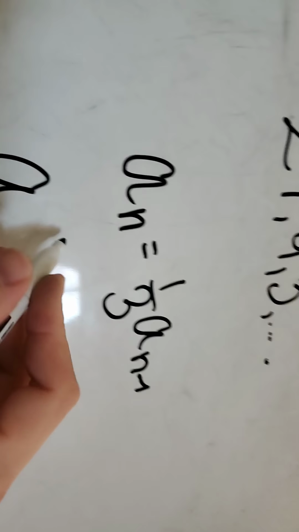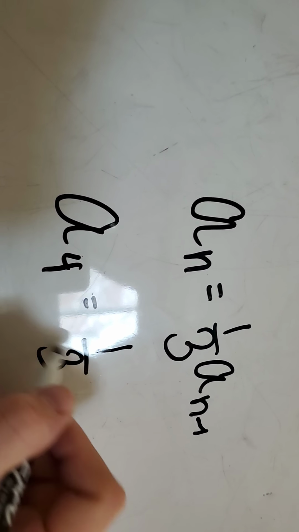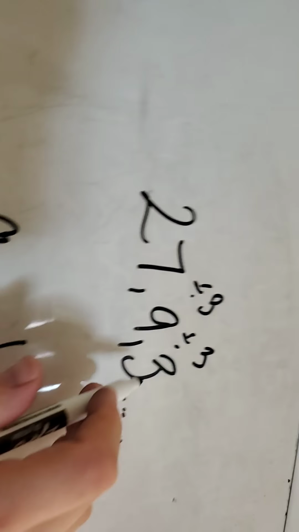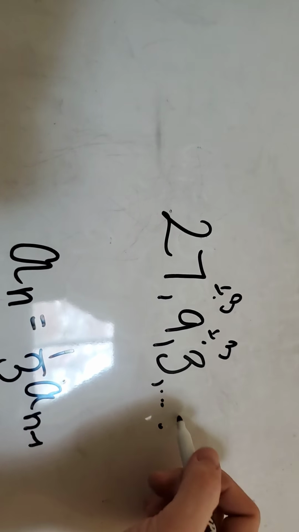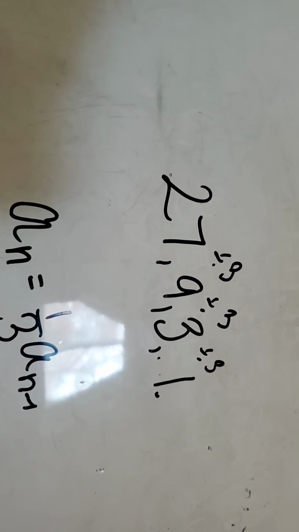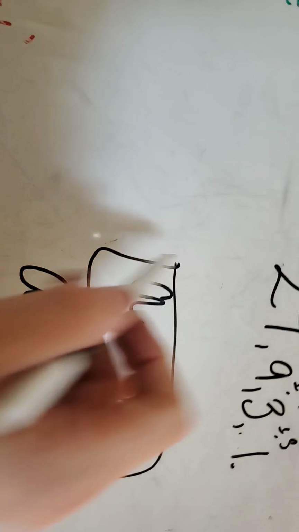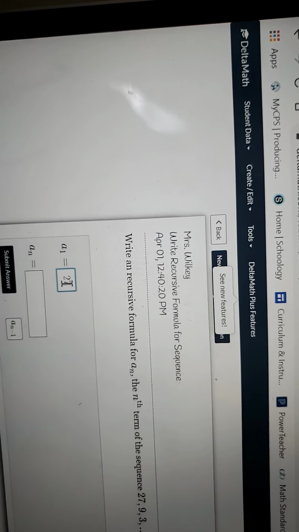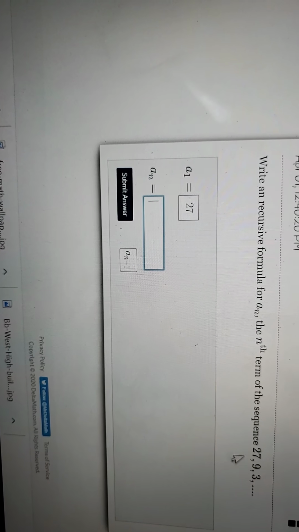So if I wanted to find the fourth term, A4, I would take the term before it and multiply it by 1/3. What's the term before it? A3. What is A3? 3. What is 3 divided by 3, or multiplied by 1/3? 1. So A4 would be 1. All right, but this is what it's looking for. We could probably just write divided by 3, but all right: A1 is 27, right? First term. So An is 1/3 times the term before it. Okay, all right, cool. Now I feel like we're on track.